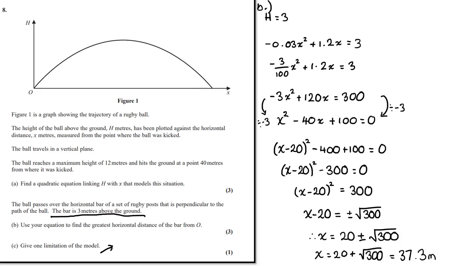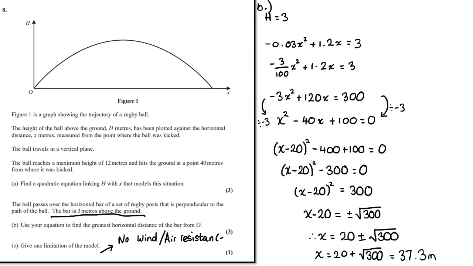So there's quite a few different things you can say as for a limitation of this model. But I think the most obvious answer here is there doesn't seem to be any wind or air resistance to this model. So we can just say there's no wind / air resistance. And something as easy as that gets us our mark there.